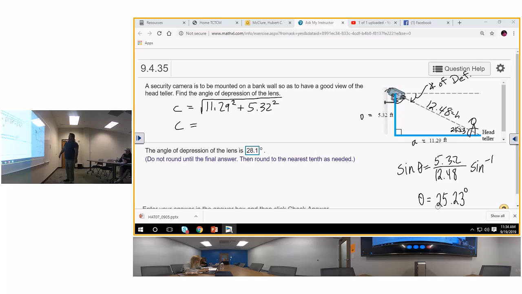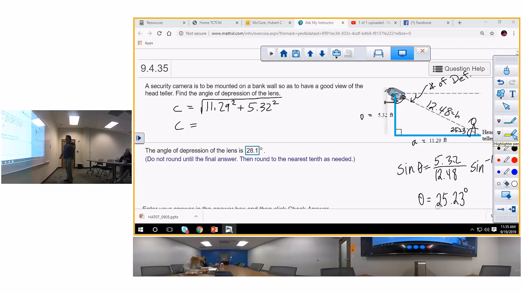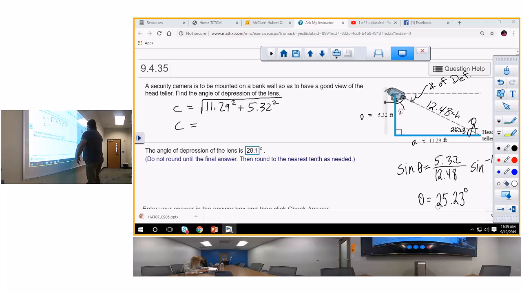And that's going to be what? 64.77? Yeah. So this angle right here is 64.77. And of course, you can use alternate interior angles or you can use subtraction. What is the angle of deflection? 25.23 degrees.